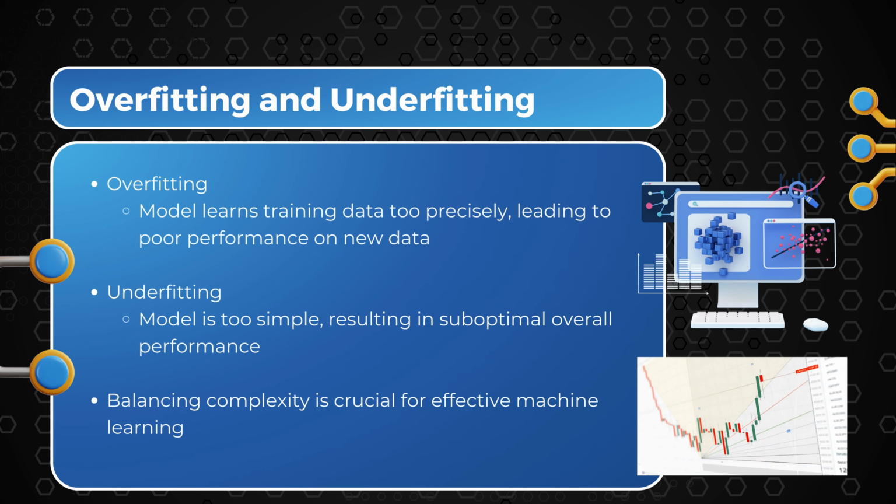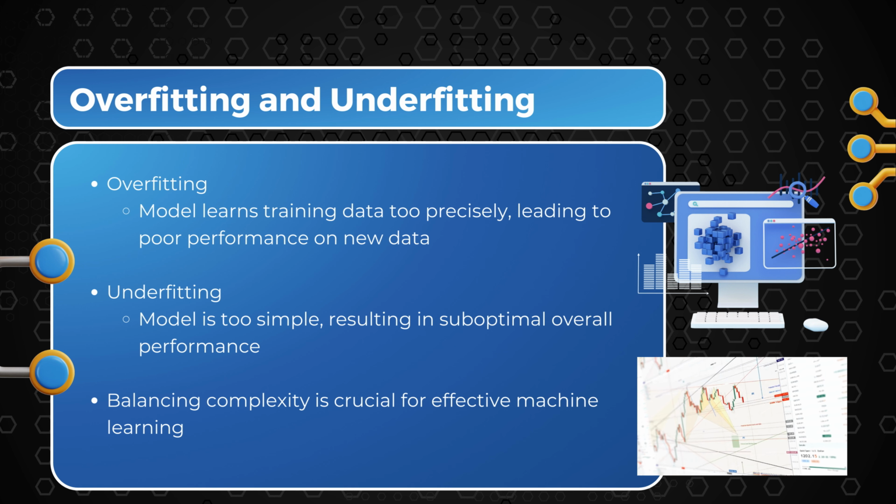What is overfitting and underfitting? Overfitting is when the model learns training data too precisely, causing poor performance on new data. On the other hand, underfitting is when the model is too simple, leading to suboptimal performance overall. In summary, balancing complexity is crucial for effective machine learning.